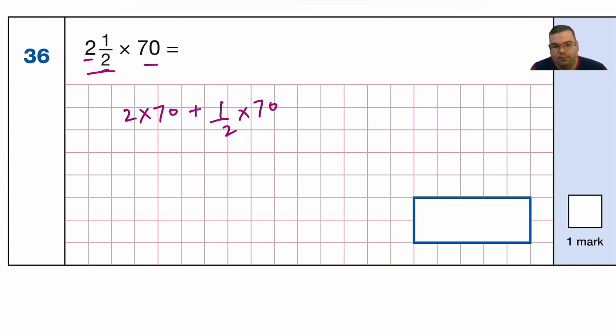This is very easy, right? So 2 times 70 is 140 and 1 by 2 times 70 is 35. So 140 plus 35, that is 175.